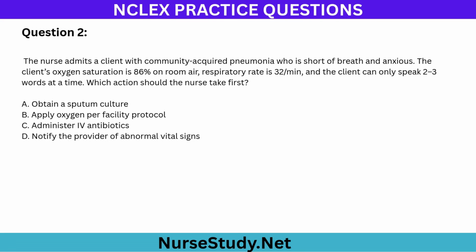Question 2. The nurse admits a client with community-acquired pneumonia who is short of breath and anxious. The client's oxygen saturation is 86% on room air, respiratory rate is 32 per minute, and the client can only speak 2 to 3 words at a time. Which action should the nurse take first?